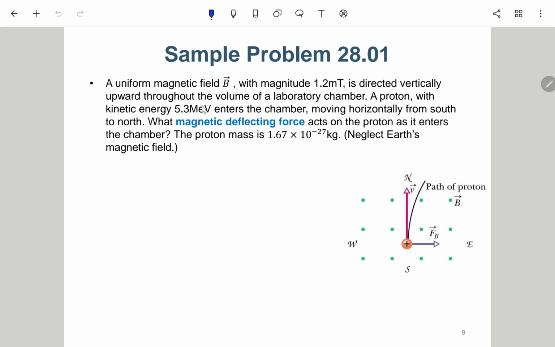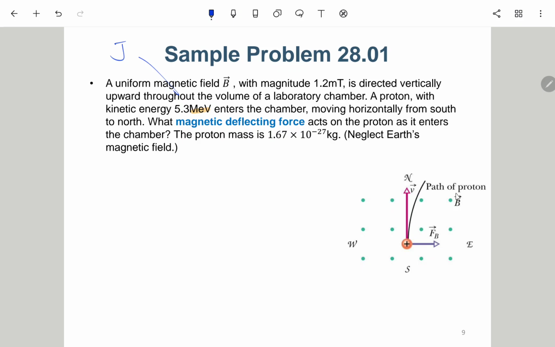Okay, I don't know if you still remember this unit. This is not a SI unit. This is a unit of energy. Okay, for the SI unit it should be joule. So between them it has a factor of 1.6 times 10 to the minus 19. Okay, so enters the chamber moving horizontally from south to north. What magnetic deflecting force acts on the proton as it enters the chamber? Okay, the proton mass is this one. They give the Earth's B field.